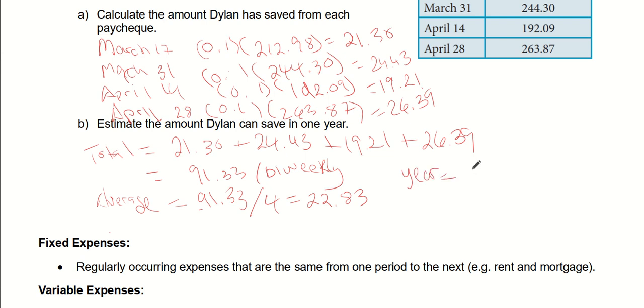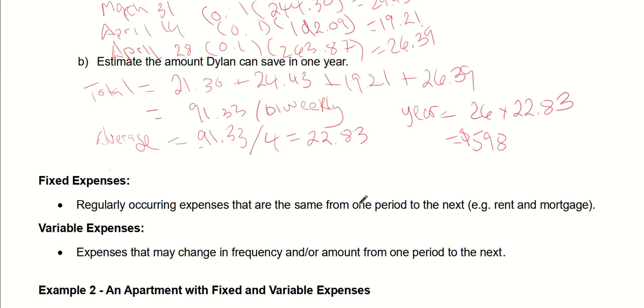it's about 26. That's how many biweeklies there are per year, multiplied by this average amount, 22.83. And therefore, you should have $598. There we go. Okay, let's move on.